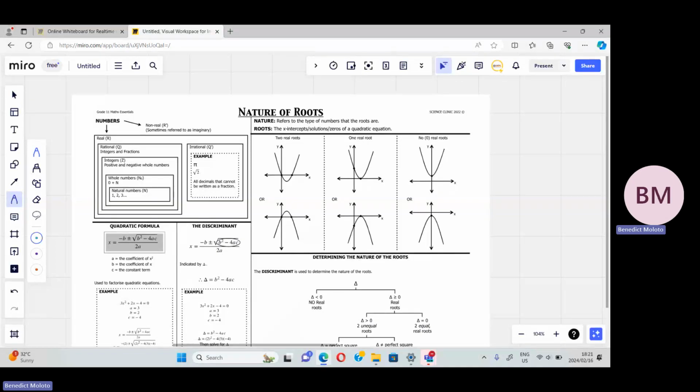Okay, today grade 11s will be looking at nature of roots. So basically, in nature of roots, the thing that you have to know is what do they mean by nature? Then what do they mean by root? The document is there. Academic level up, this thing is there.